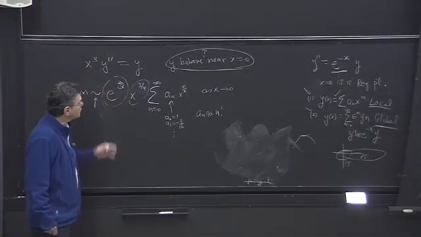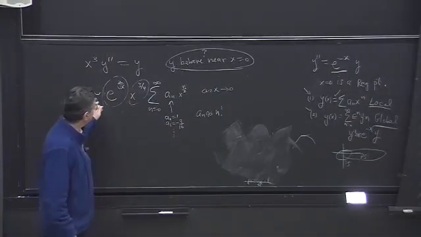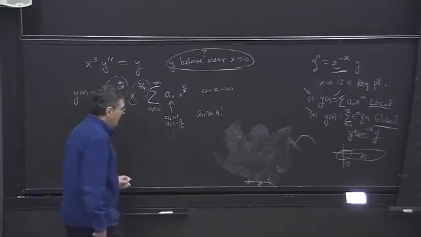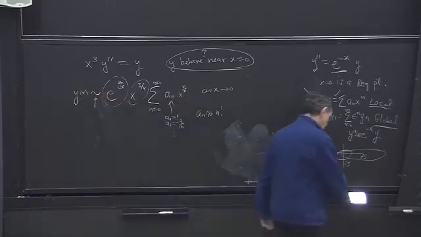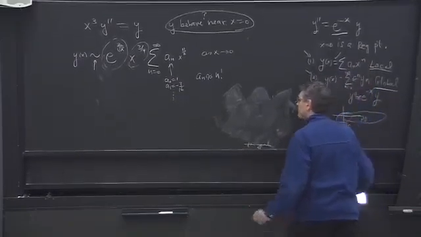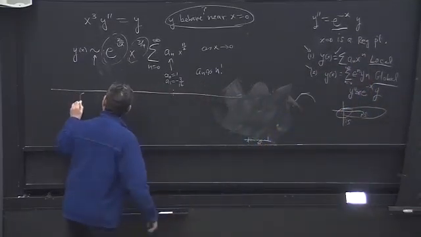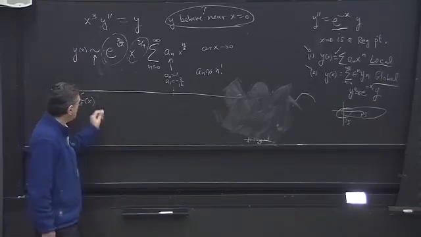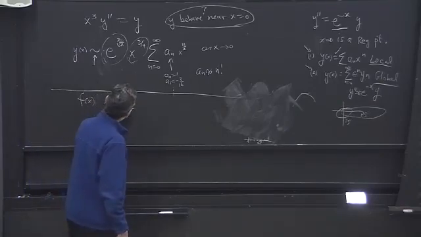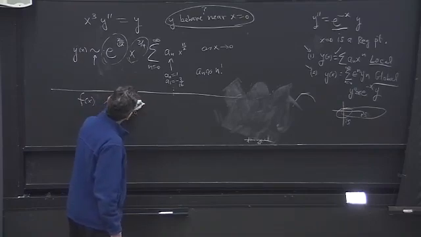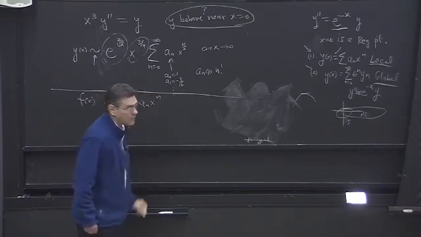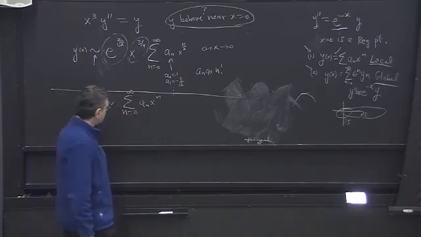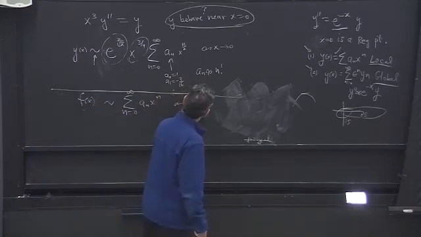So how do you extract information from this divergent series? Well, let me just raise this up a little bit. If you're calculating a function and you have an asymptotic series that represents this function, so this series is asymptotic to f of x as x goes to 0.